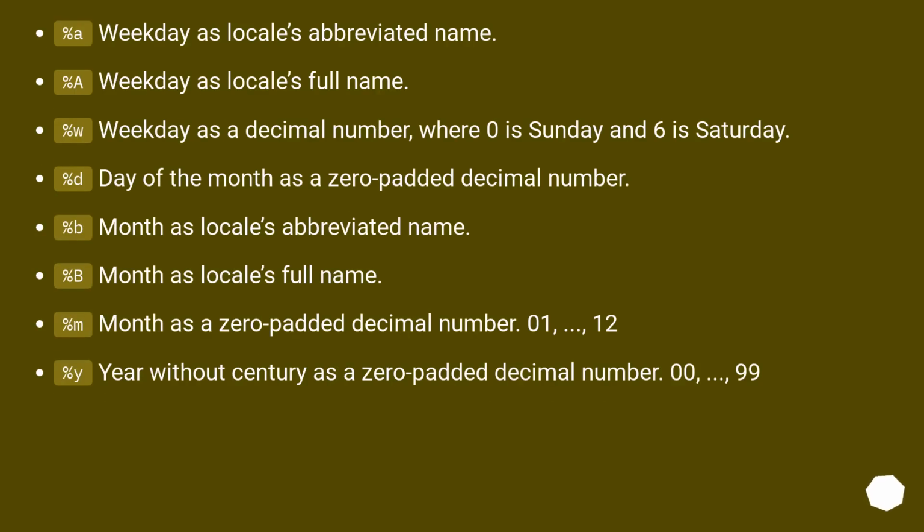%a weekday as locale's abbreviated name, %A weekday as locale's full name, %w weekday as a decimal number, where 0 is Sunday and 6 is Saturday, %d day of the month as a zero-padded decimal number, %b month as locale's abbreviated name, %B month as locale's full name, %m month as a zero-padded decimal number, 01 to 12, %y year without century as a zero-padded decimal number, 00 to 99.